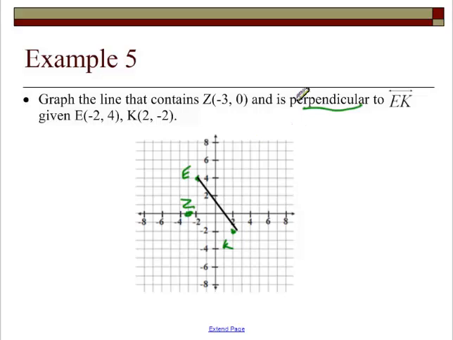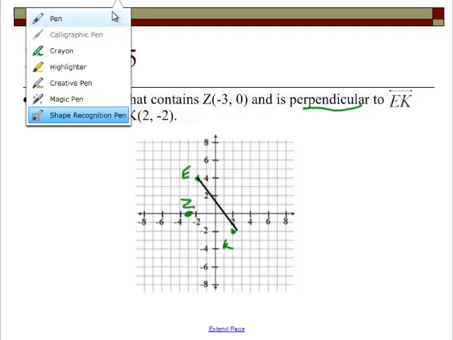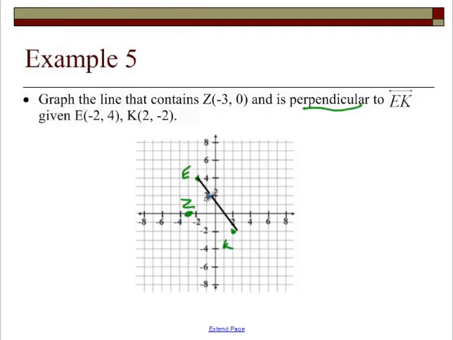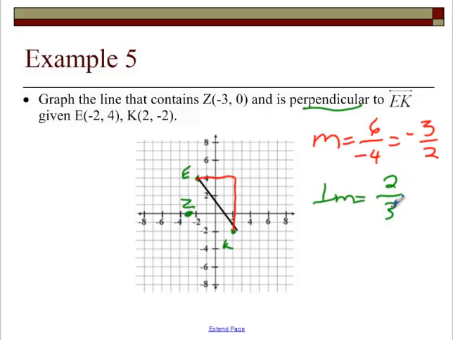Now to find the perpendicular slope, I first need to find the slope of EK. So when I go to find the slope of EK, I'm going to do rise over run. I go up 1, 2, 3, 4, 5, 6, over 1, 2, 3, 4. So my slope was up 6 to the left 4. So that's negative 3/2. But I need to find the slope perpendicular. So my perpendicular slope is positive 2 over positive 3.